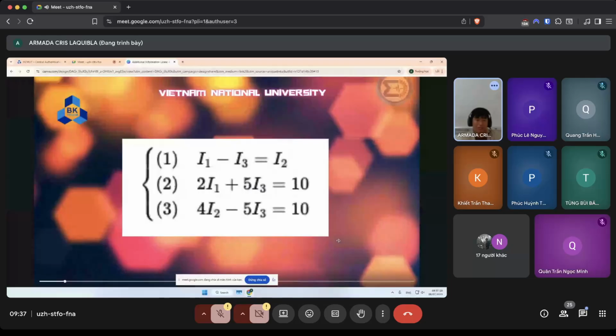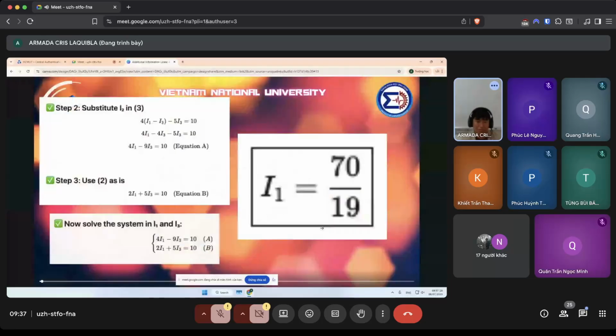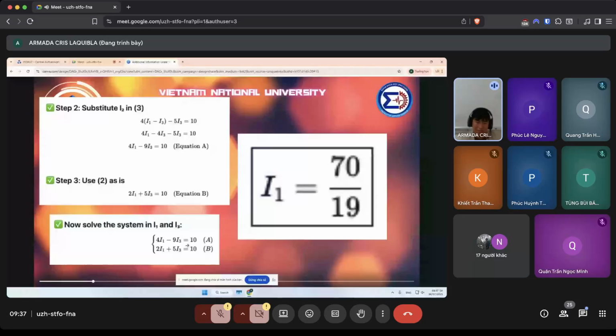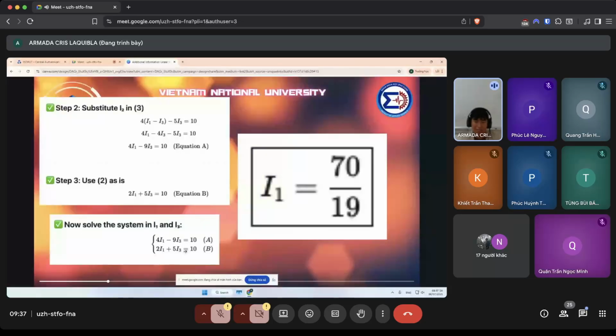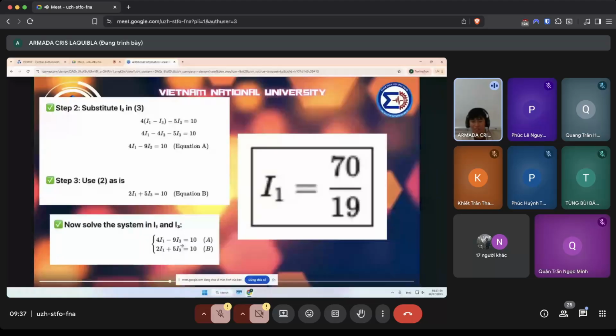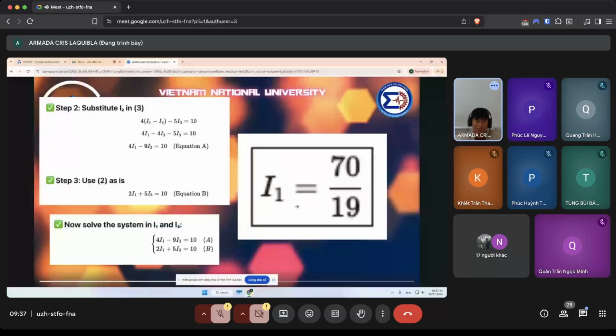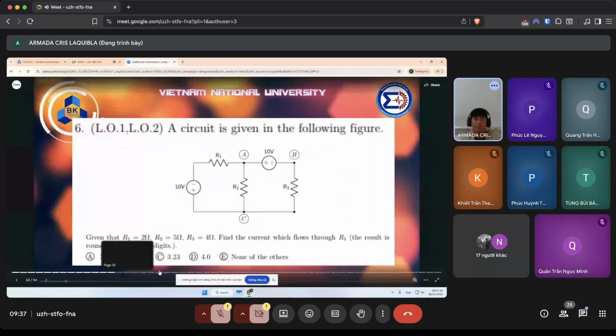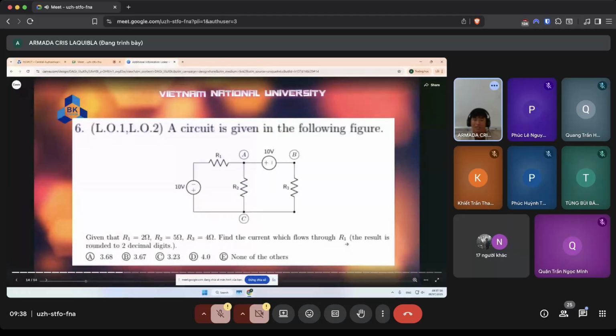So get the two equations. Now you can plug this in your calculator. You can let I1 be X and then I3 be Y. Then you solve, you get the X there. Your X is 70 over 19 and 70 over 19 is 3.68. Okay, next.